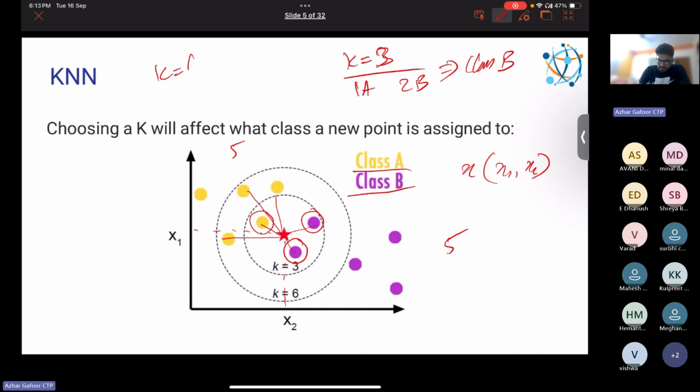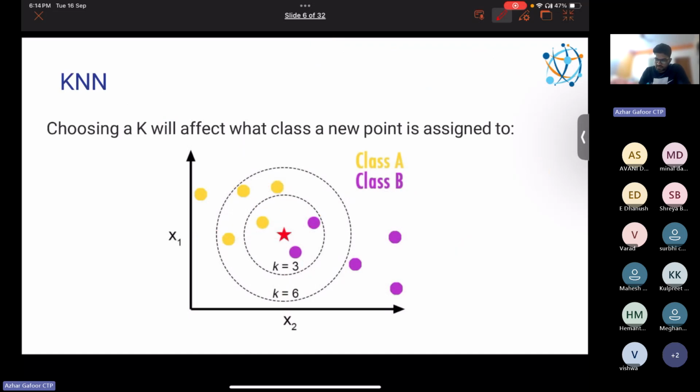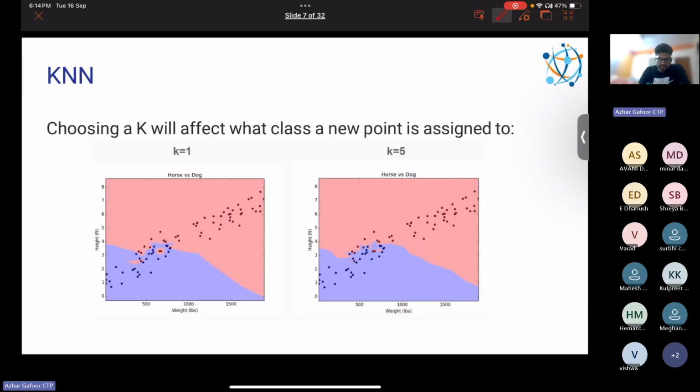Whereas if k is equal to 6, now the nearest points are 1, 2, 3, 4, 5, and 6. So now we have 4 A and 2 B. And now the class will be A. So the choice of k also affects the classification result. Okay, so this was again showing that choosing a k will definitely affect the new point.